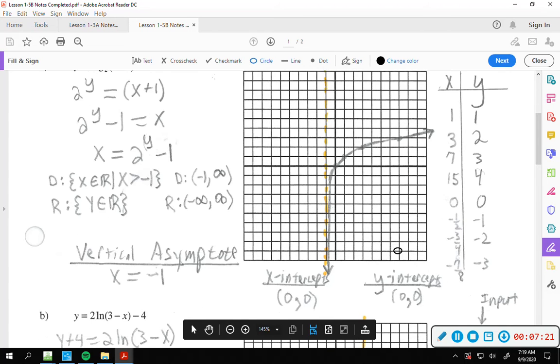If the origin is an x-intercept, then it also is the y-intercept, right? So the origin in this case is both the x and the y-intercept. Okay? That's a nice, easy one. This would be more like what I would put on a test or quiz just to make sure that you understand the inverse nature between exponential functions and logarithmic functions.